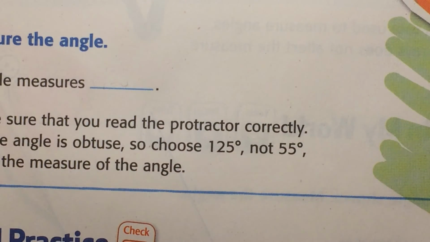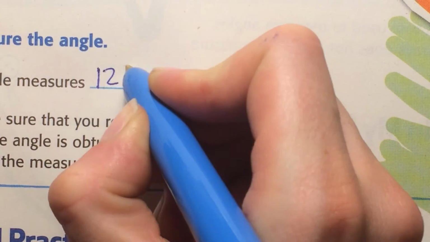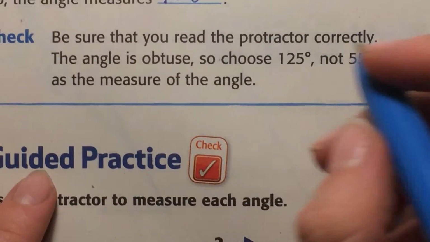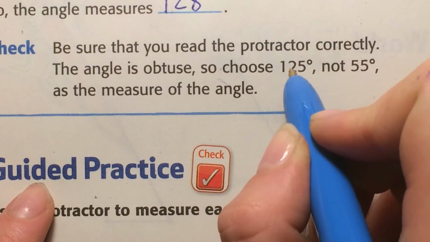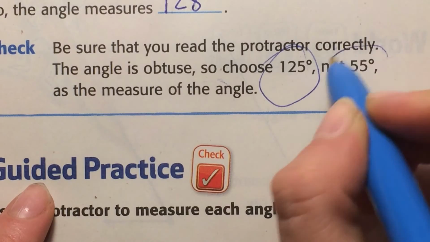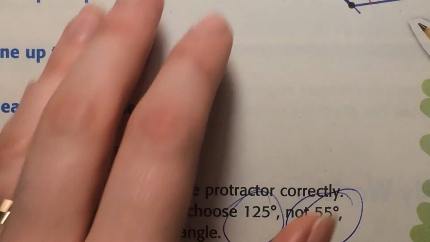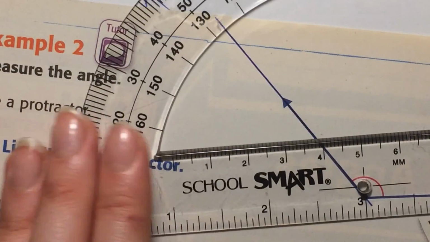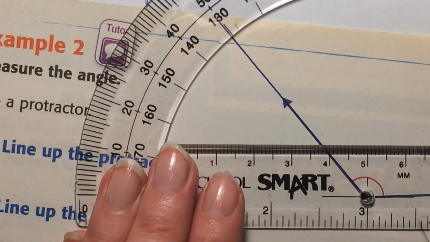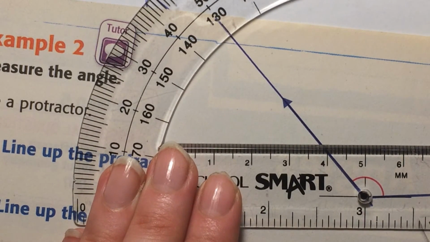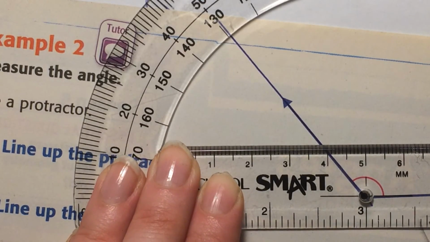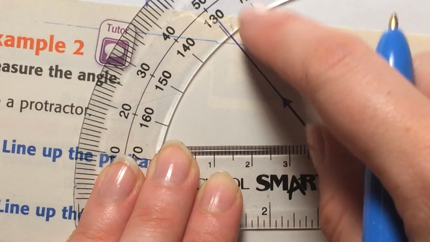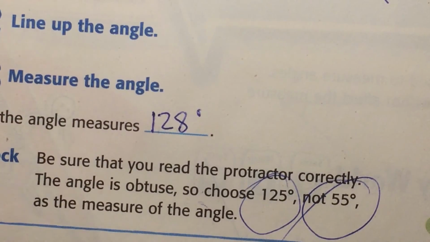Okay. So 128. Now, I think they just estimated a little bit. Be sure that you read the protractor correctly. The angle is obtuse, so choose 125, not 55. But you know what? I think maybe they just estimated because we just measured it and I didn't see that it was on that line specifically. I feel like it was a little bit more precise. It was 128. Okay.